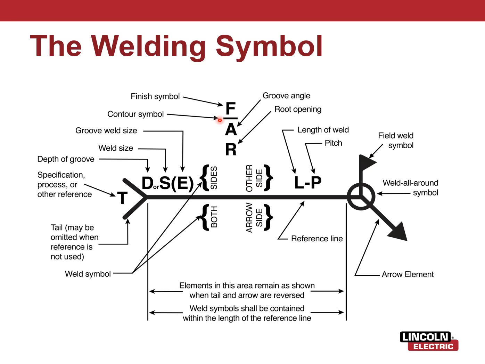Nothing swaps here. The arrow element tells you where the weld is going to go. The reference line is going to have all the instruction for the weld, and then the tail is going to be for specification, process, or any other sort of reference. And if there's no information that needs or wants to be put in there, then you can omit the tail. You don't have to have the tail.